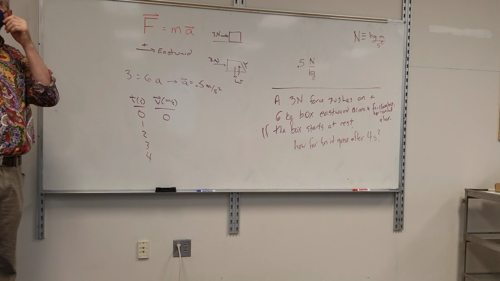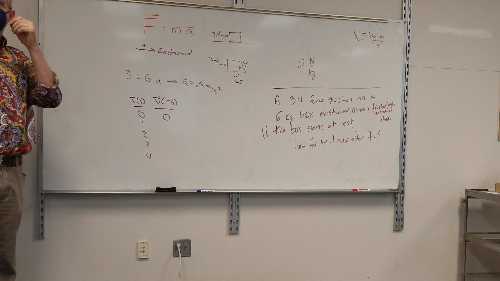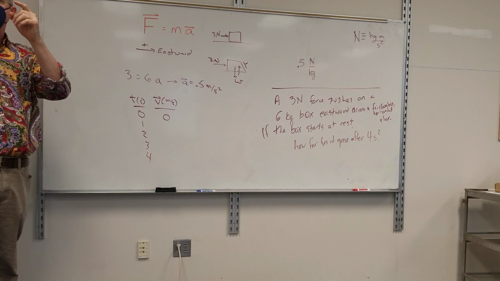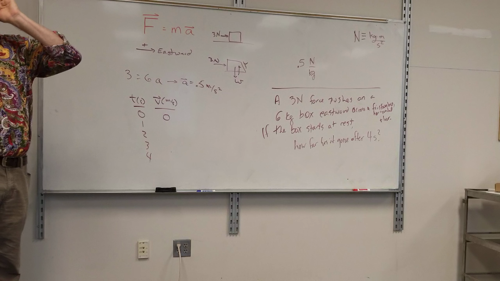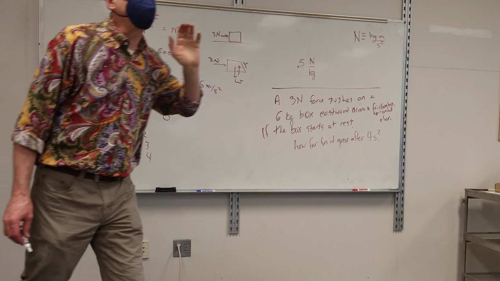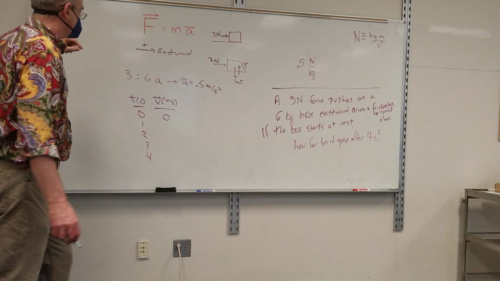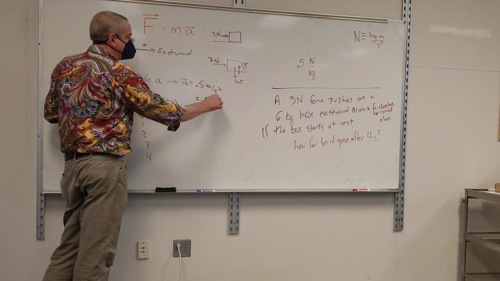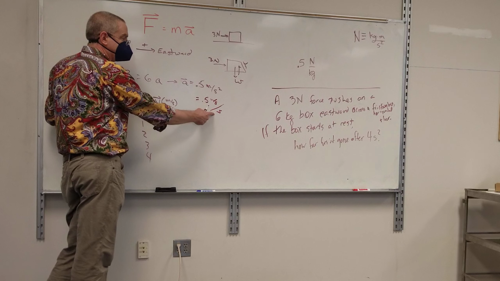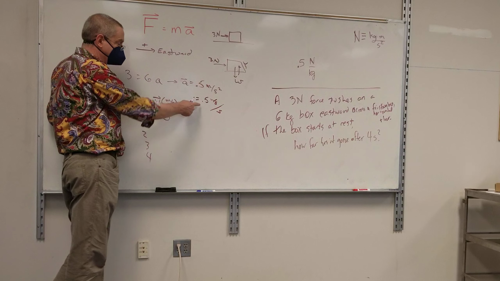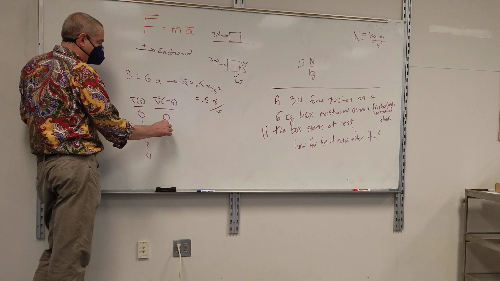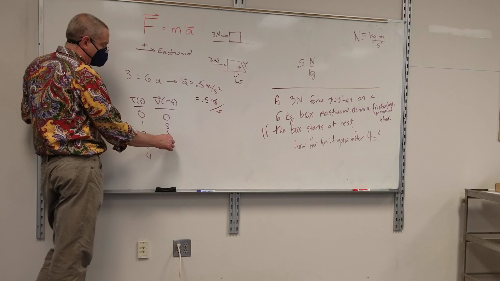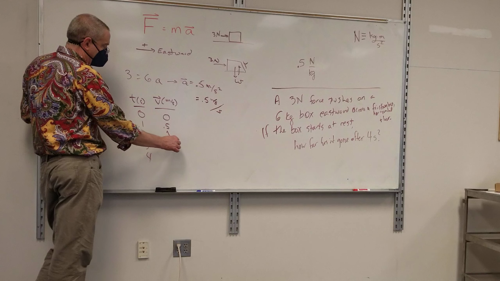One meter per second squared? 0.5. It's not going 1 meter per second after a second. You said 0.5? Yes, 0.5. Because the acceleration is the same as 0.5 meters per second, every second that passes, my velocity changes by 0.5 meters per second. So after 1 second, it's going 0.5. After 2, after 3, and after 4.